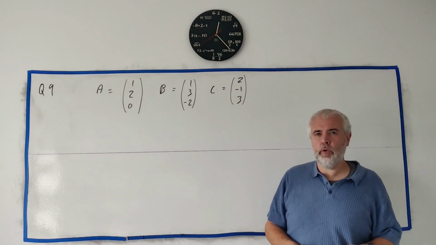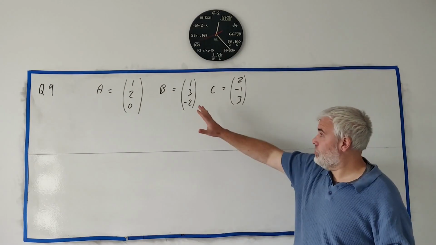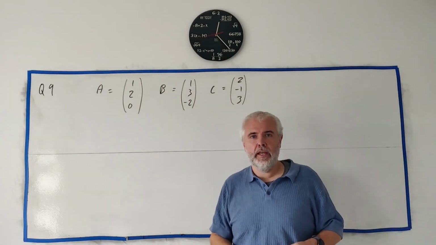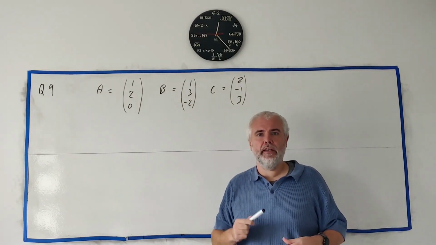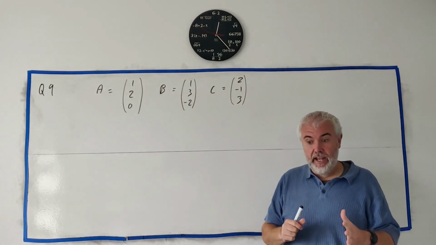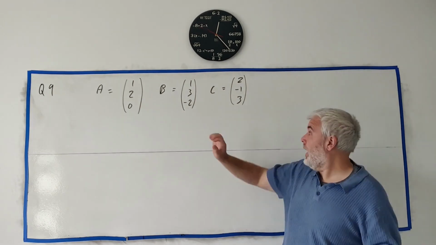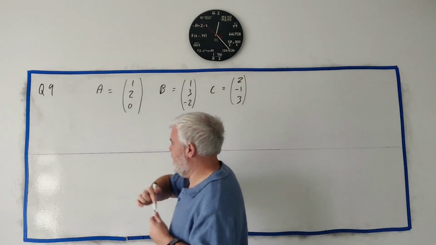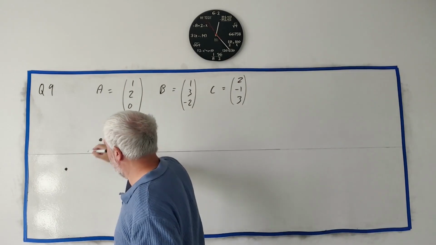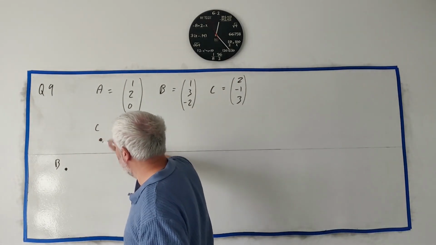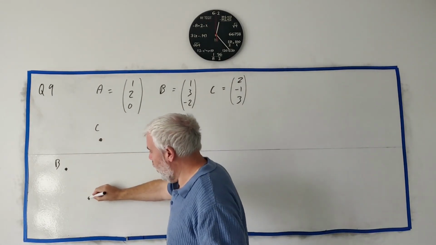In question 9, we're given the position vectors of 3 points, A, B and C. And we're asked to find the vector equation of a line that passes through B and C. Let me spell this out a bit here. B and C, I'll just make up 2 random points here. And we have the origin O.